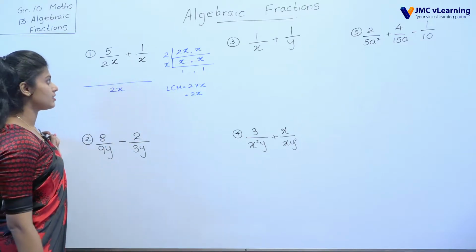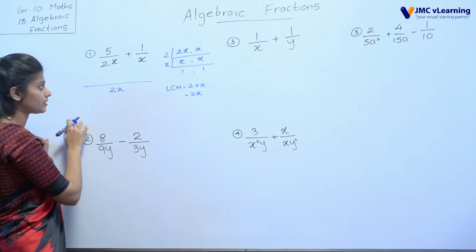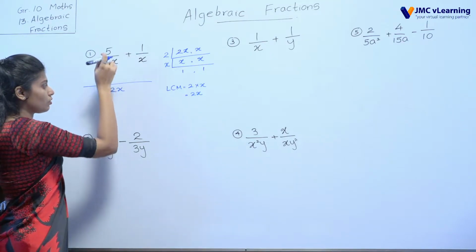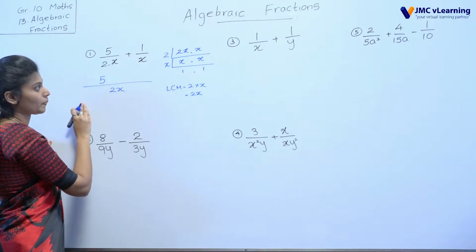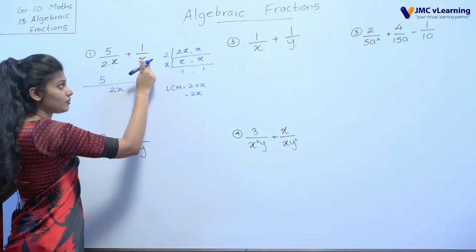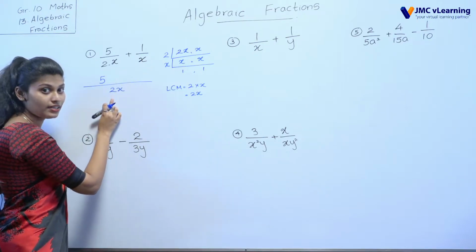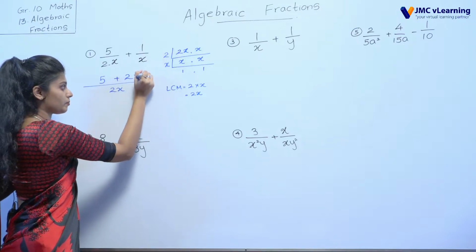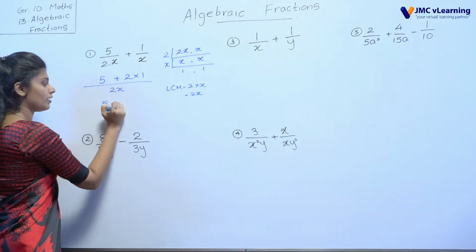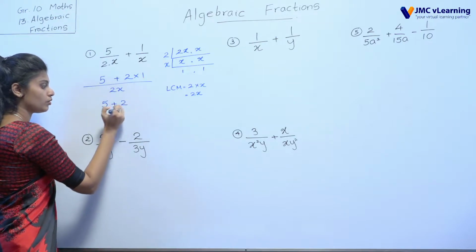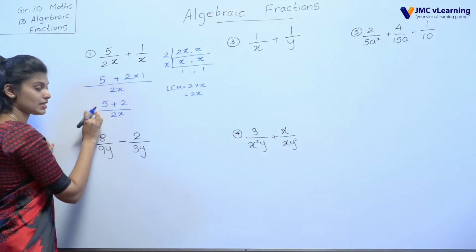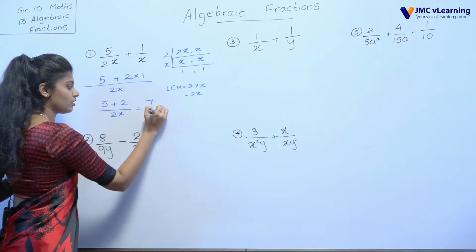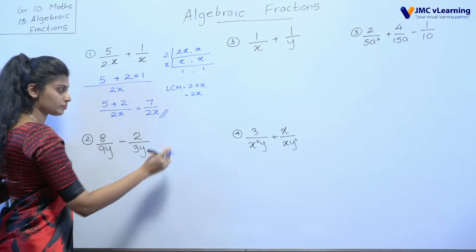Take 2x as the denominator and make the numerators. Here the 2x are equal to each other, so the numerator is also 5. Then you have to multiply this x by 2 to get that 2x. So multiply 2 by this 1. Then the answer is 5 add 2 into 1, 2 over 2x. By simplifying this numerator, 5 add 2 is equal to 7 over 2x is the answer.